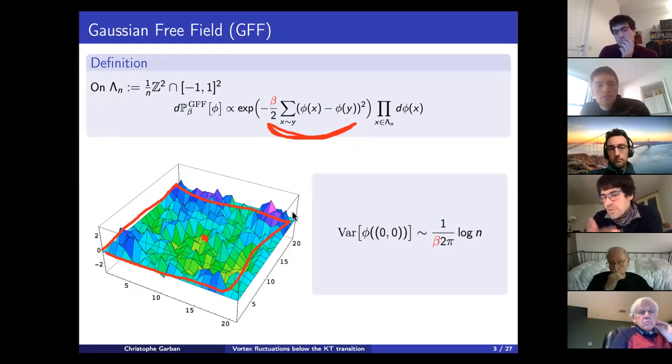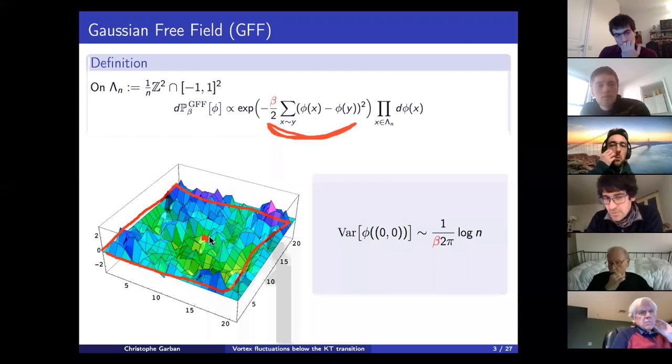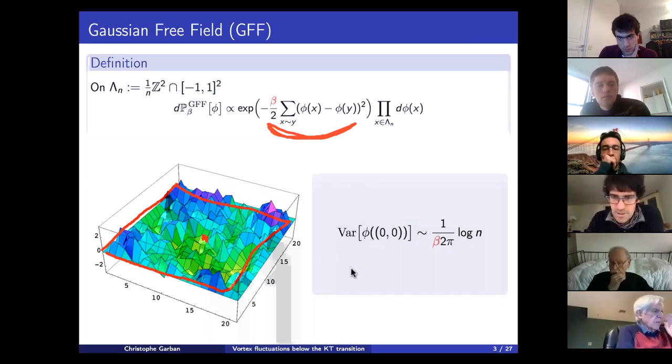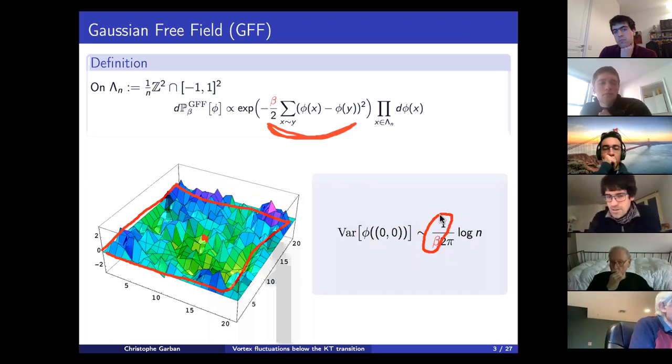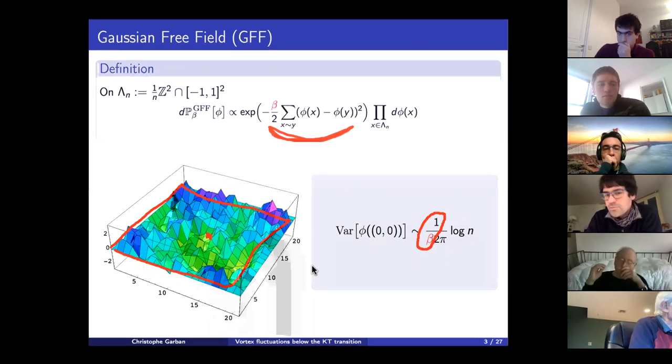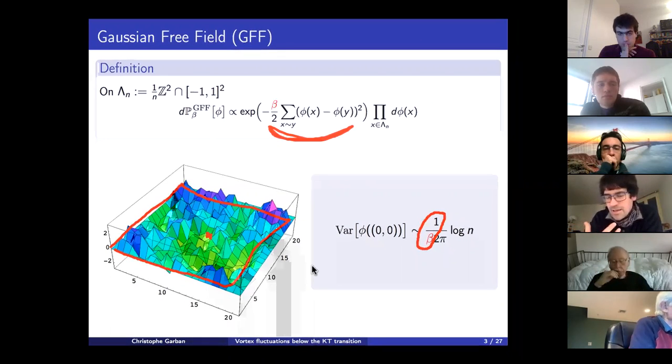It's easy to see that it has to do with the behavior of the random walk, the Green function here. And in 2D, the variance will scale like log of the size of the system. The dependency in beta, in the inverse temperature beta, is very simple. It's linear in 1 over beta, in the same way that the variance of the Gaussian variable is linear in sigma squared. So you see here that in this Gaussian case, at least, the influence of the temperature is trivial.